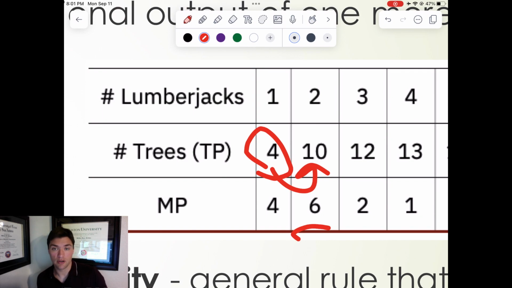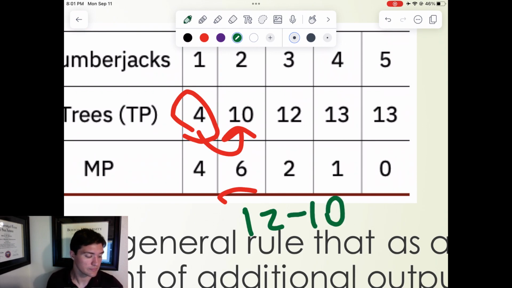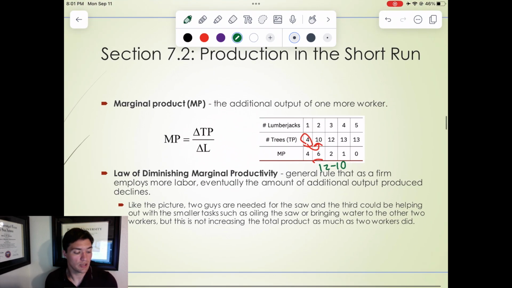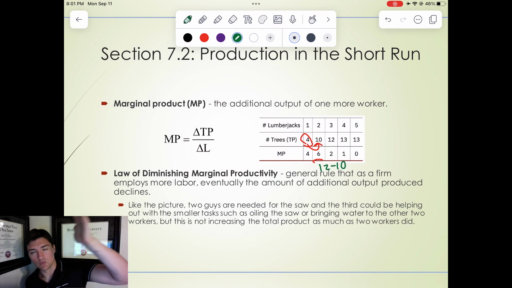When we hire the third person, we go from 10 to 12. So that's an increase of 2. All we did there was 12 minus 10, and that equals 2. And that's how we find the marginal product. Okay, so what happened here? We went 4, 6, 2. We were going 4, 6, 2. So what happened there?